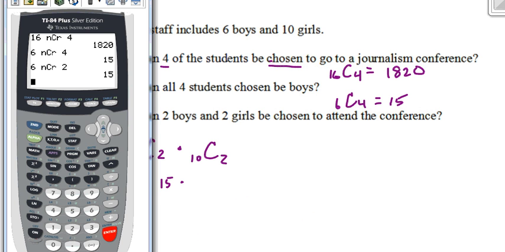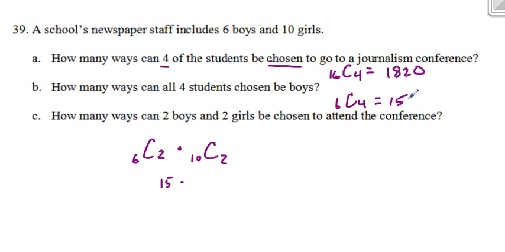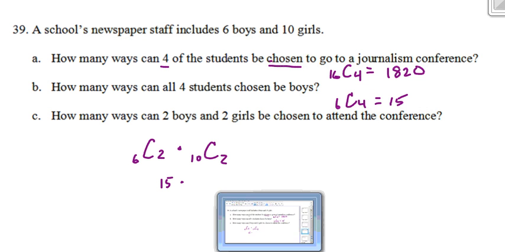And then, by the way, it shouldn't surprise us that that's the same as over here, because when we had 6C4 equals 15, for every 4 boys that were chosen, 2 were not. Well, this is the opposite. If we had choose 2, there are 4 not chosen. So that's why that number is the same. 6C2 and 6C4. Think in Pascal's triangle, you have the symmetry on the 2 sides. You're going to have 15 for both of those.